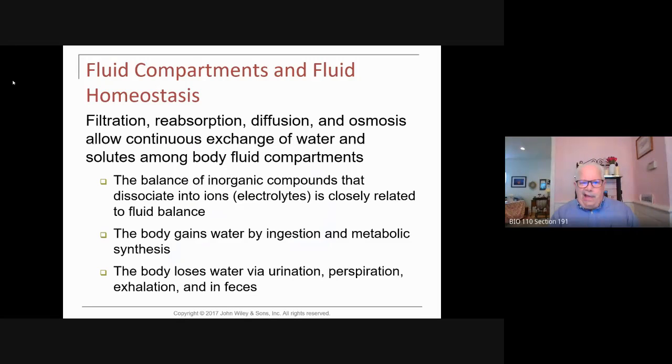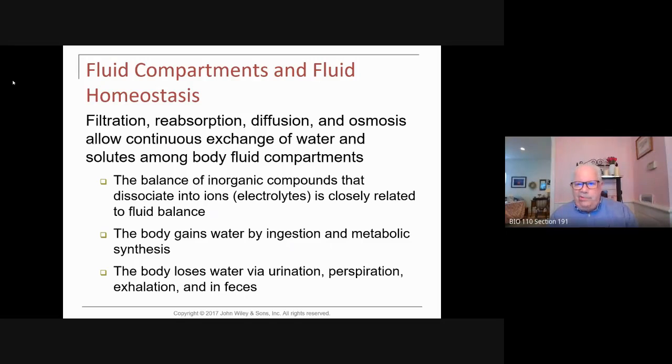So there are many mechanisms that separate these compartments. How do these compartments exchange water and solutes? Well, it's done by 4 mechanisms: filtration, reabsorption, diffusion, and osmosis. Whenever you see the word osmosis, it's always water. It's the diffusion of water in and out of the cell.